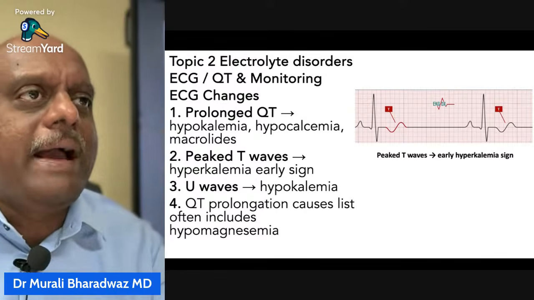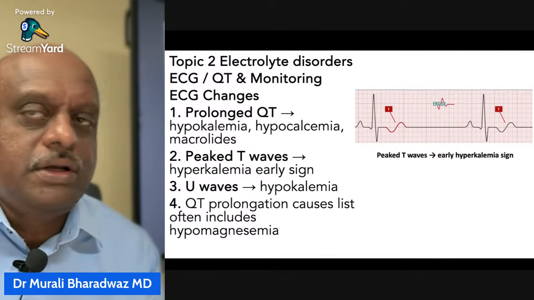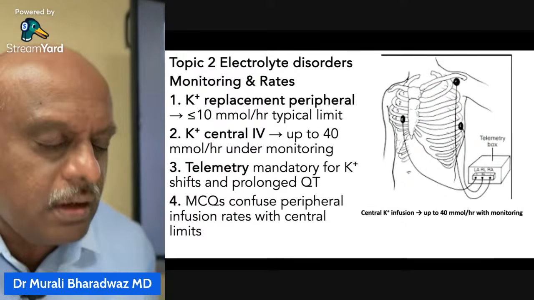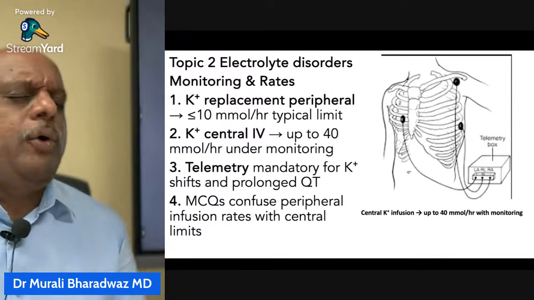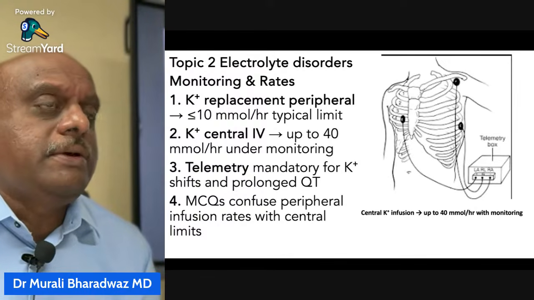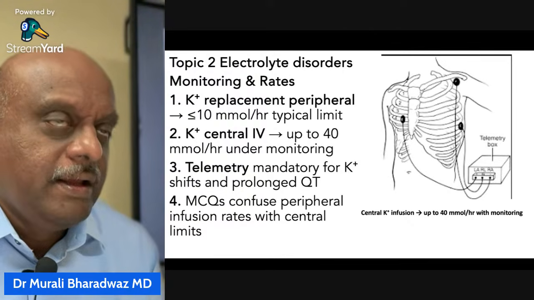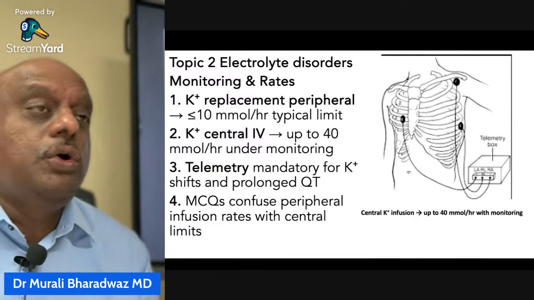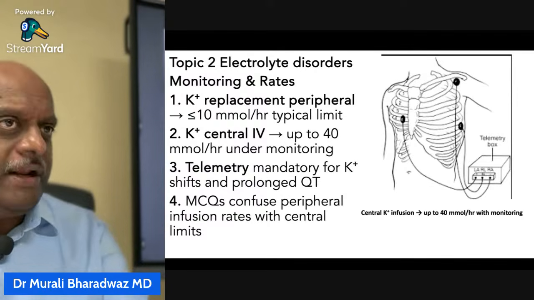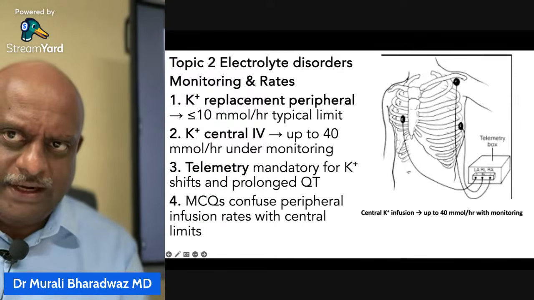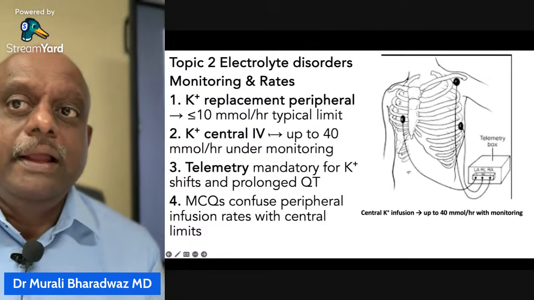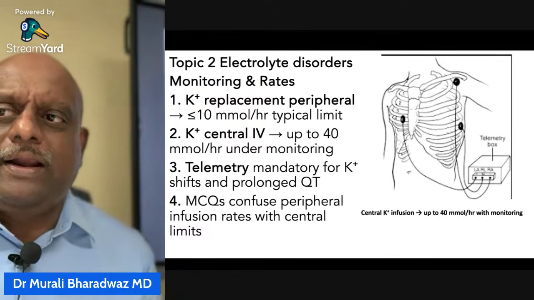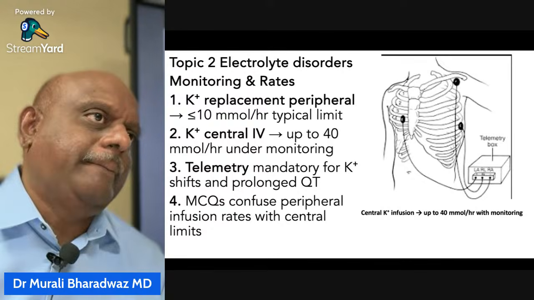Hypomagnesemia and using macrolides. Any of them can cause prolonged QT interval is what we need to remember. So whenever somebody is having hypokalemia, normal potassium is how much? 3.5 to 5. If it is around 2.5, you need to replace it. Through the peripheral venous line, the maximum limit is less than 10, whereas through a central line, you can give up to 40 millimoles per hour under monitoring is what we need to remember.